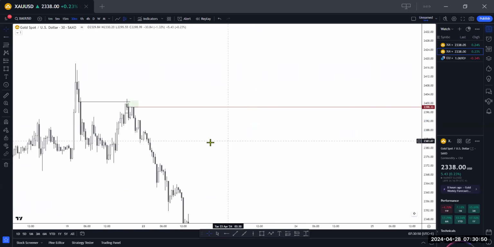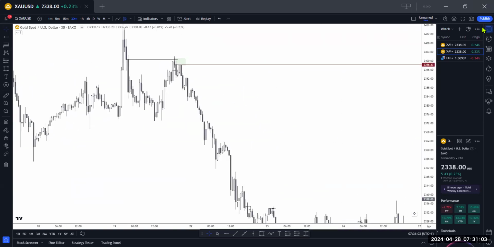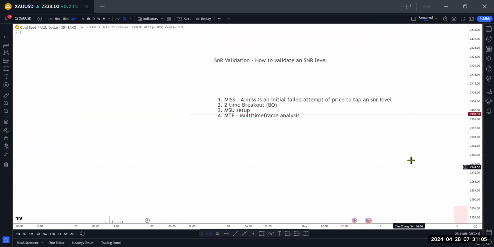This is just to tell you how you can know if price is really going to trade from an SNR level. It's going to drop 20, 30 pips. You can easily catch that, use that for your compounding account, right? Okay, so that's the idea of two-time breakouts.